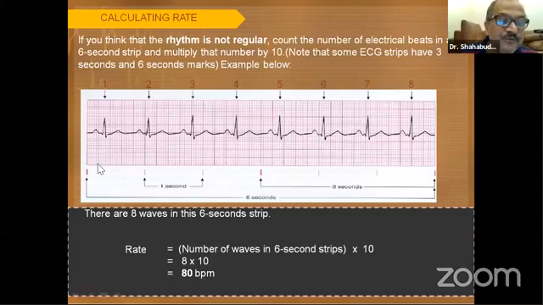0.2, 0.24, 0.3, 0.4, 0.5. This is 1 second, this is 2 seconds, and this is 3 seconds. This is 4 seconds, this is 5 and 6. So if this is a 6 second strip, and we calculate the rate from here, 1, 2, 3, 4, 5, 6, 7, 8, and 8 into 10 gives the result of 80. So this 6 second rule should be applied when there is irregular rhythm.